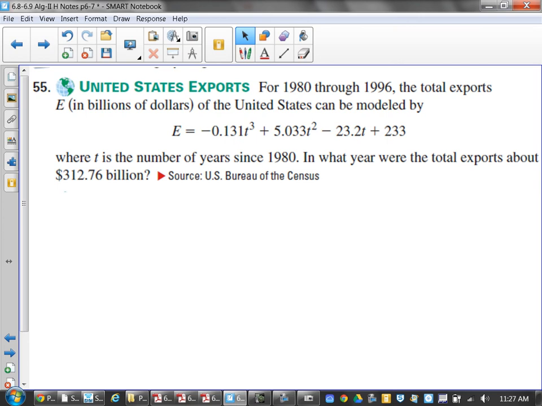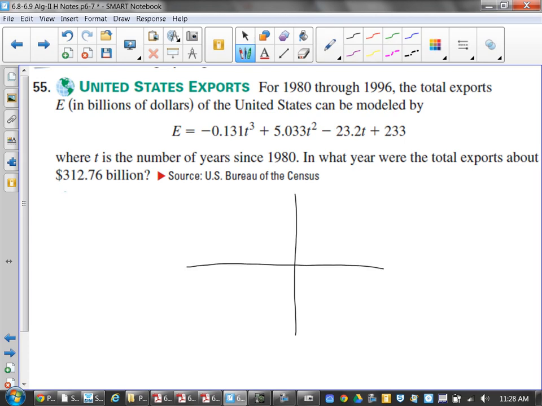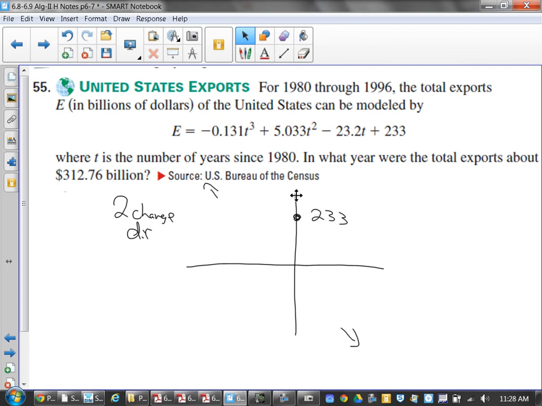We also know that it being a third degree polynomial, it'll have at most how many changes of direction? 2. It'll have at most 2 changes of direction. I can also tell by looking at that polynomial that it has what for a y-intercept? 233. So right off the bat, just to take the sting out of what's going on, you know that there's a y-intercept at 233, and you know that your tails are doing this. You know that there could be 2 changes of directions. It's possible to have zeros, and so on.